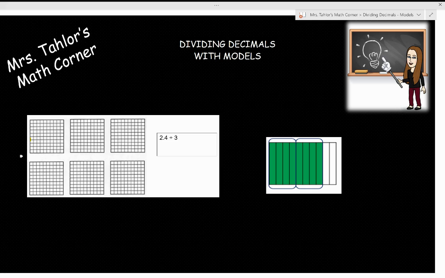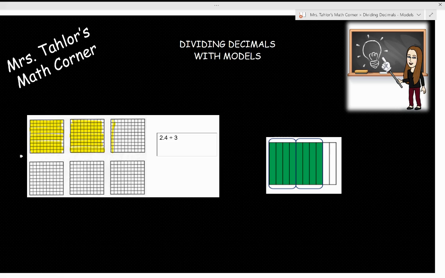I'm going to shade in 2 holes. Each hole is 10/10. That's one hole. This is the second. And now I have to shade in 4/10.